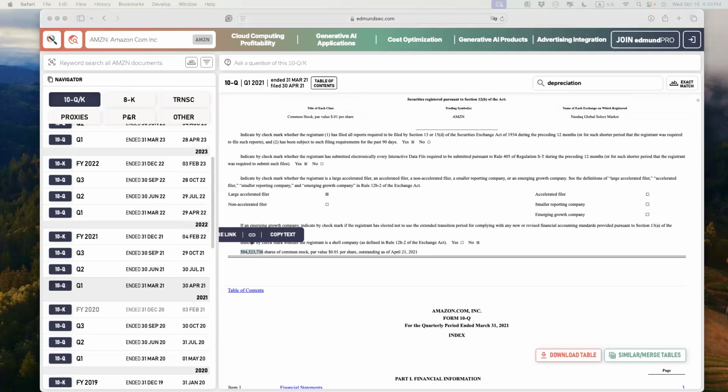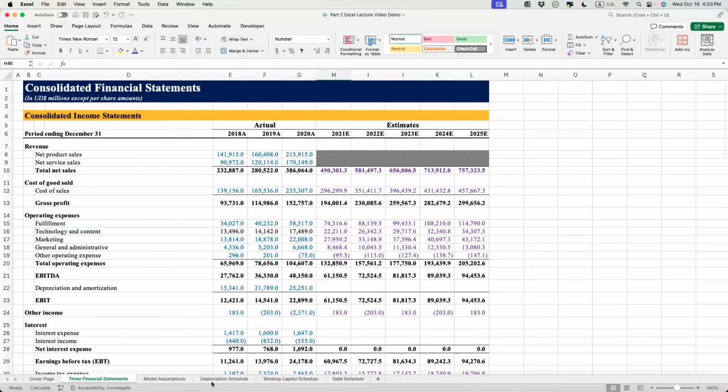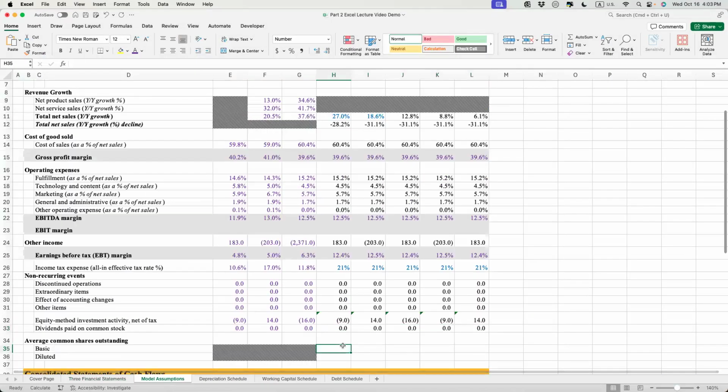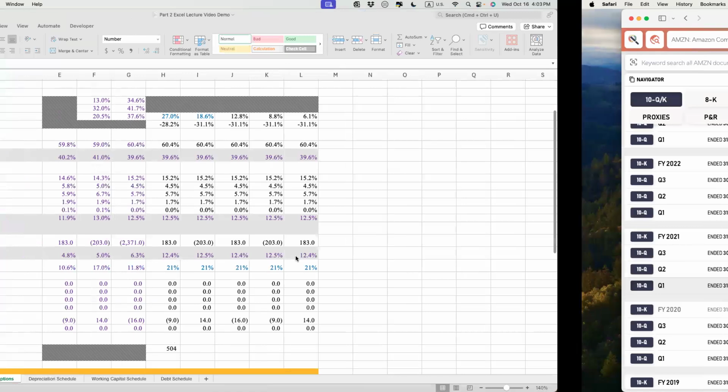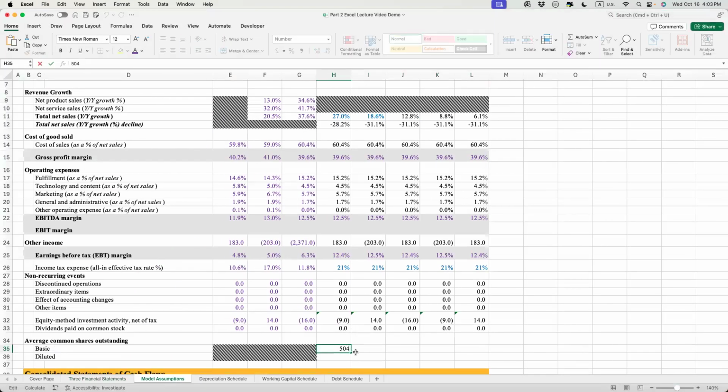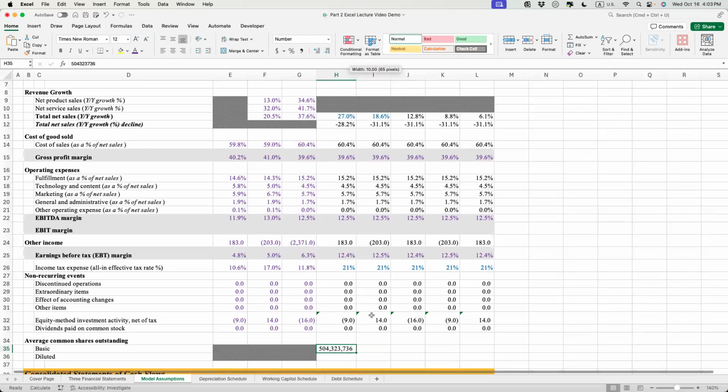So what we're going to do is come back to the model, go to the model assumptions, and just go ahead and plug in that value. So that will be 504. Okay, so this is what was filed in their 10-Q for the 2021 first quarter.